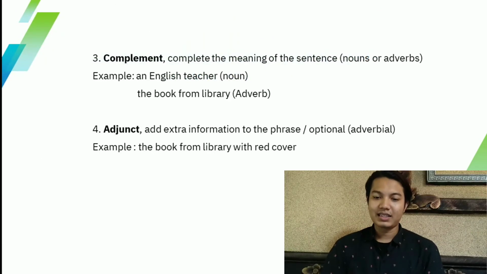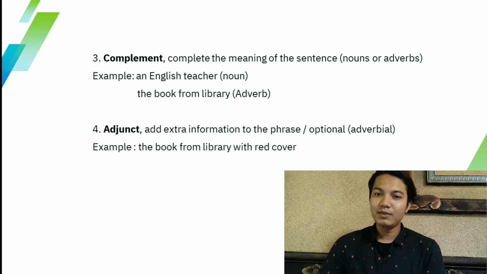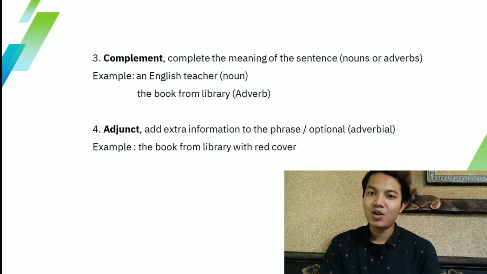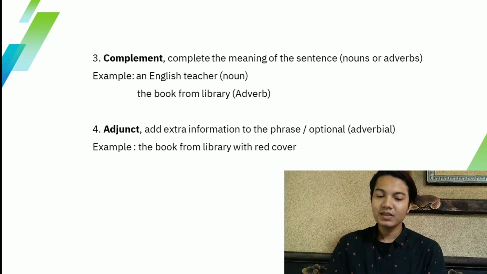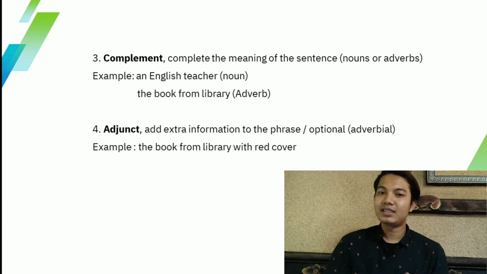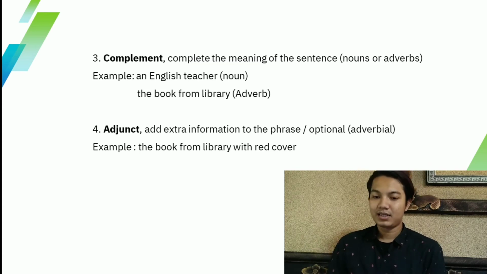The next one is complement. The function of complement is to complete the meaning of phrase. Complement can be in the form of noun or adverb. The example of complement in the noun form is English teacher. Teacher is a head of phrase, and English is a complement of its phrase.